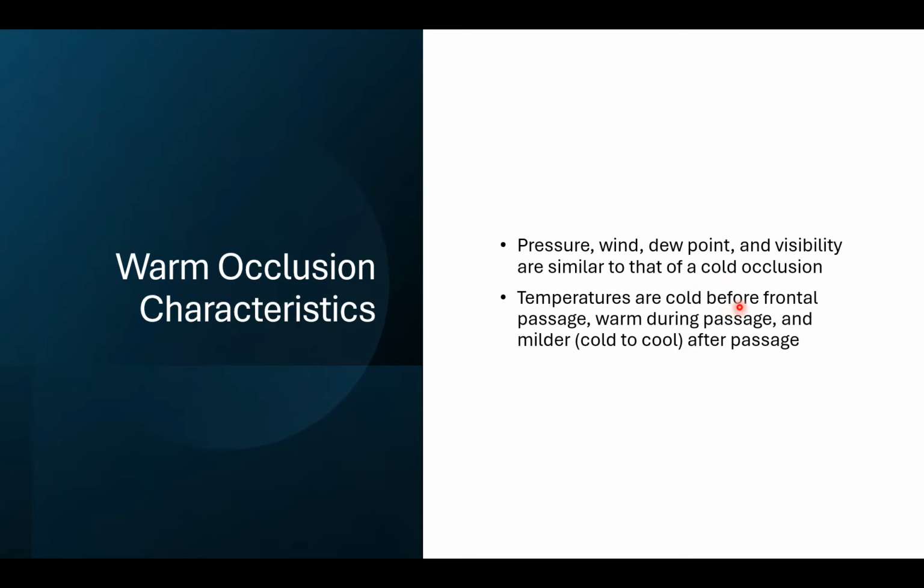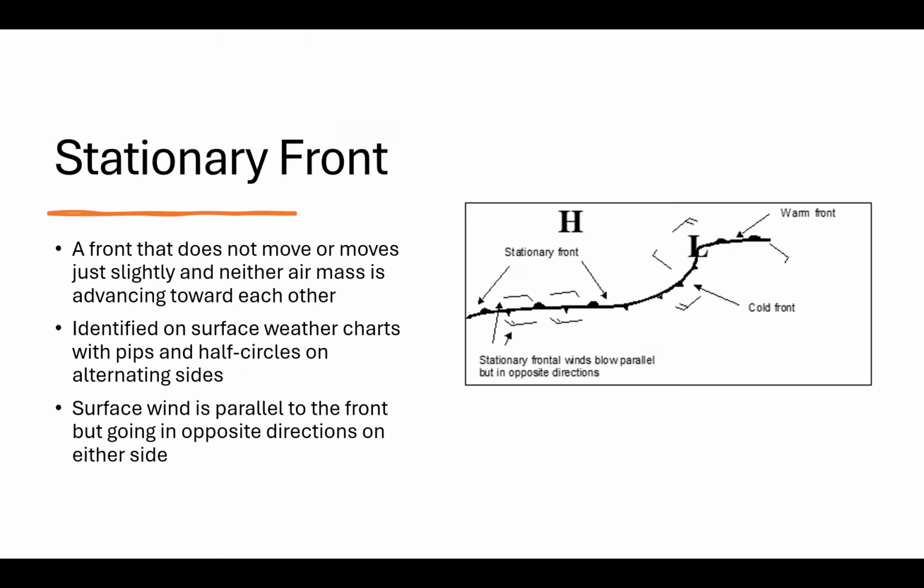Temperatures are cold before frontal passage, warm during passage, and then milder cold to cool after passage. And finally, let's talk about stationary fronts. Basically, a stationary front is a front that does not move or moves just slightly, and neither air mass is advancing toward each other. You identify it on a surface weather chart with pips and half circles on alternating sides of the front.